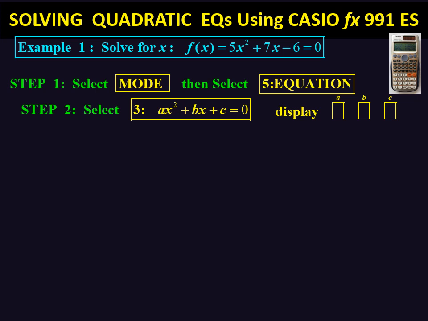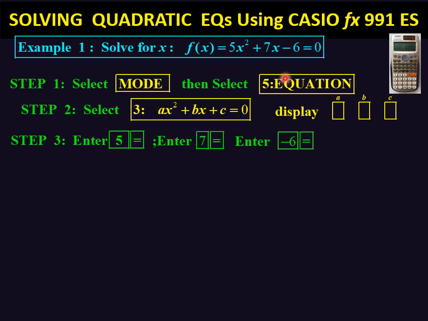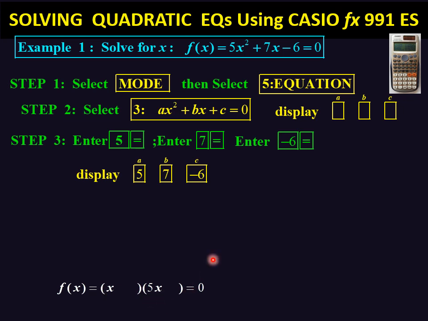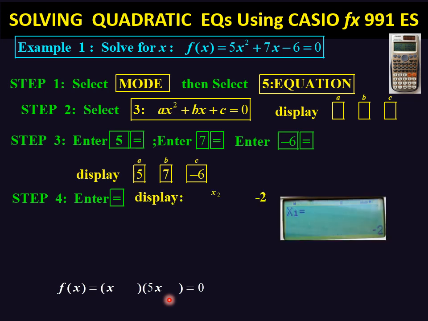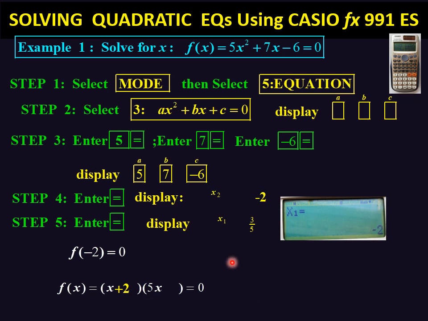You now get a display with 3 values. That's the A, there's the B, and there's the C. So 5 equal, then 7 equal, negative 6 equal. So that is populated. I now just write down there are going to be 2 factors. I have an x, but because I have 5x, one of them should be 5x. So it's x and 5x. Then let's enter equal, and now I get a display. There's your display, right? Negative 2, that means f of negative 2 was 0. And if I have a negative 2, my factor will be x plus 2. I enter equal again, I get my second root, and there I get 3/5.